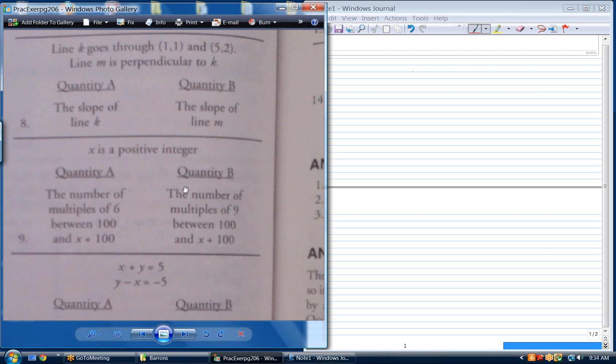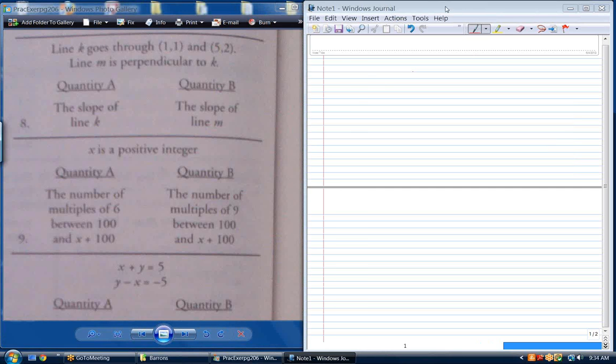Line K goes through (1, 1) and (5, 2). Line M is perpendicular to line K. Which is bigger, the slope of line K or the slope of line M? Now this one I'm not going to get. Okay, we need to go over the slope then.